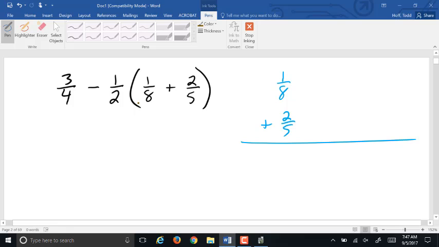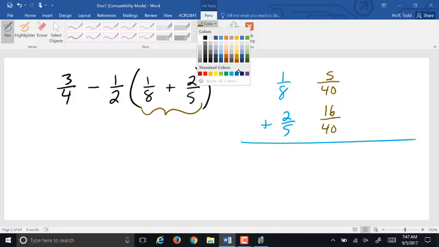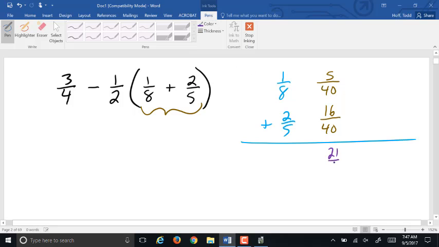The first step, obviously, is the enclosing symbols. 1/8 plus 2/5. We're going to have to find a common denominator, which is 40. So this becomes how many 40ths? 5. And this? 16. So that adds to give us 21 40ths. So that replaces this here. We've reduced everything inside the parentheses to a single number, so I don't need the parentheses anymore.